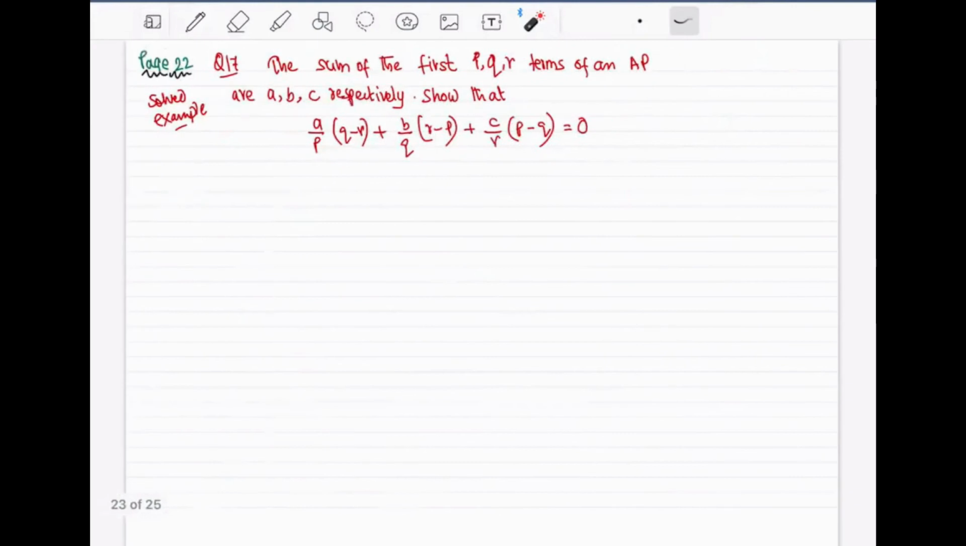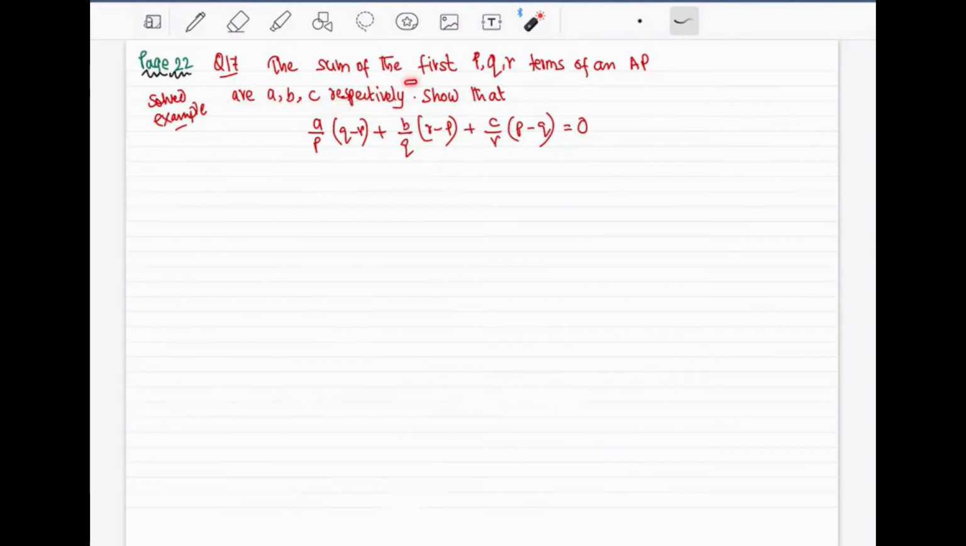Question 15 is easier. This question, I am taking it up from solved example question number 17 from your arithmetic progression chapter. This is a solved example. This is not from the exercise 6.2. Okay, let's see what the question is saying. Sum of the first p, q, r terms of an AP are a, b, c respectively.